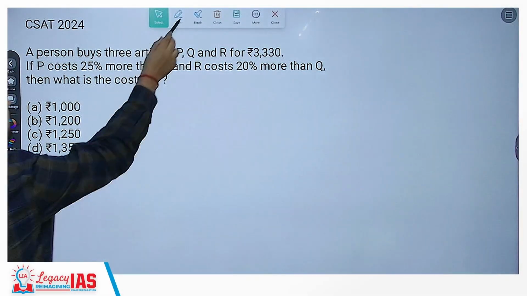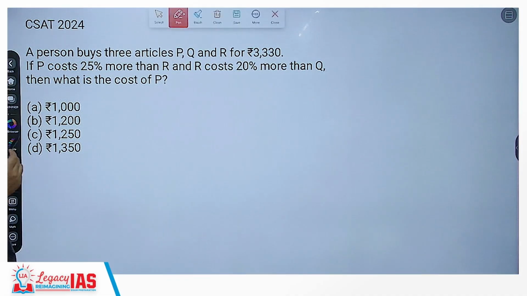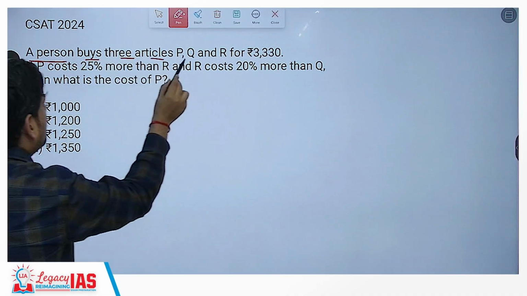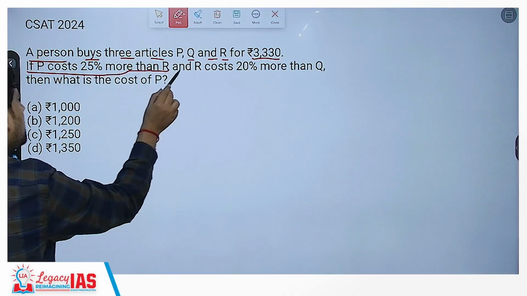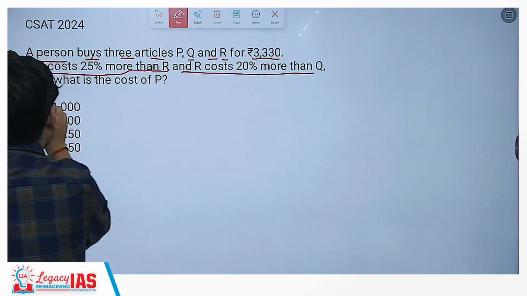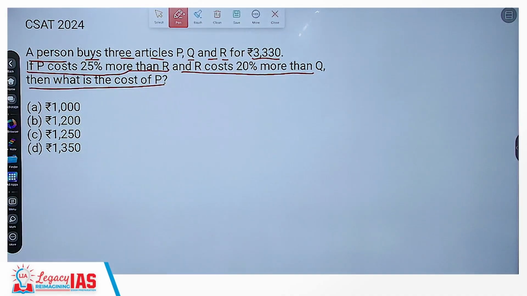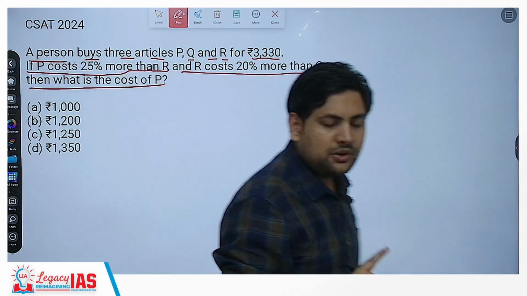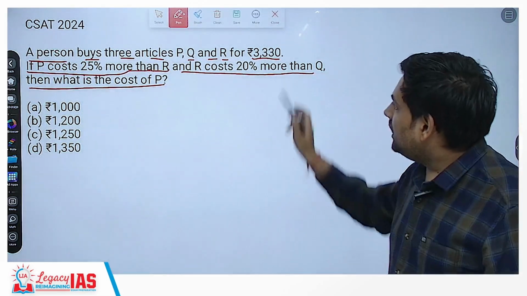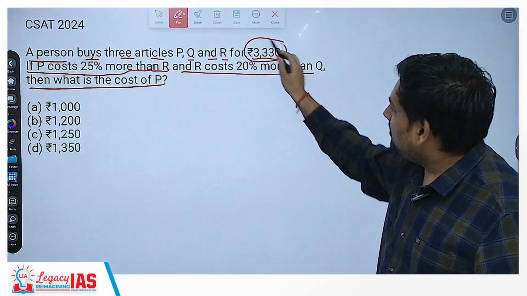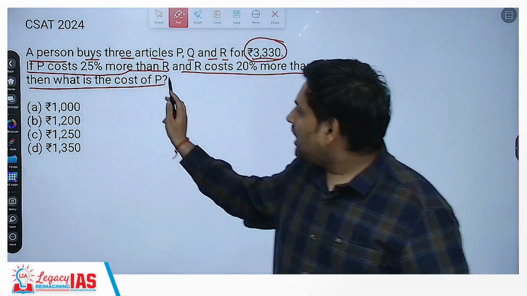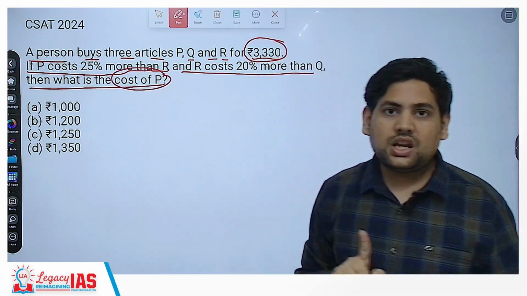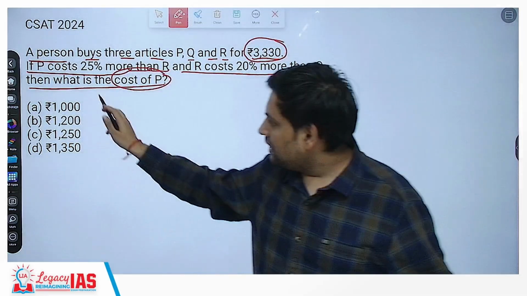Yeah, this is the next question. What it says: a person buys 3 articles P, Q, R for 3330 rupees. If P costs 25% more than R and R costs 20% more than Q, then what is the cost of P? Now, do you see this question is different? Here, the exact whole number price of all 3 of them combined is given. Also, you are asked the cost of P, nothing in percentage. Correct? You can see the options also.